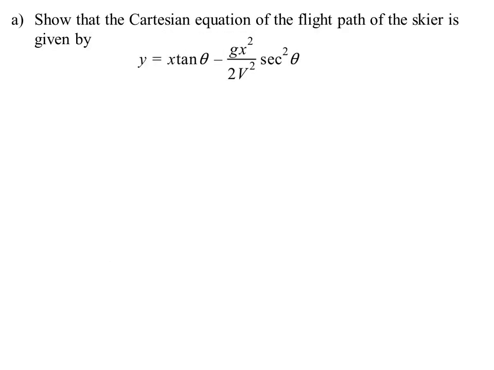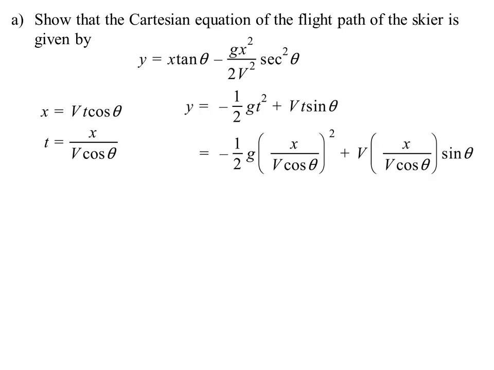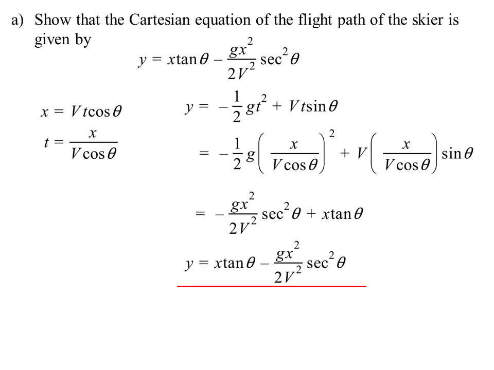First part of the question, a little bit of a gift. Show that the Cartesian equation of the flight is this. Now basically we've got to eliminate the parameter, eliminate t. Now make t equal to x on v cos theta. Substitute that into the y. I need to manipulate it and get it into the form that they want. So playing around with that, I've got sec squared, yep, that's good. Sine on cos is tan, so that looks all good. That matches what they want.